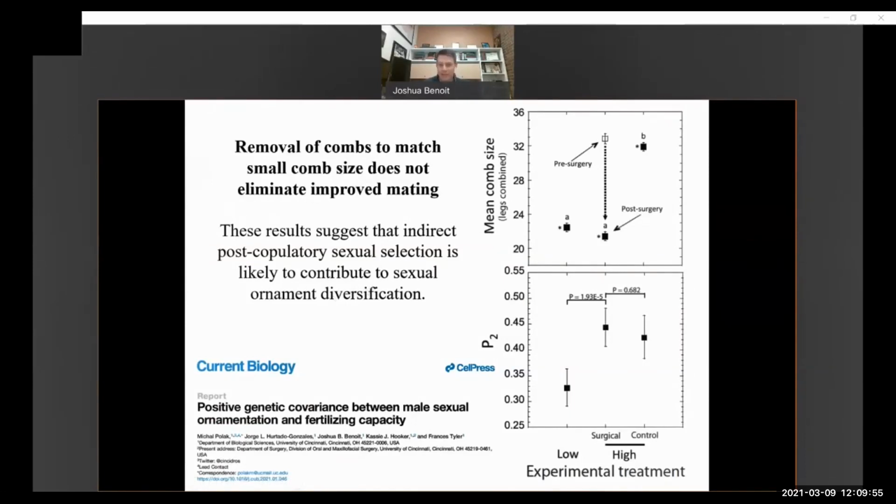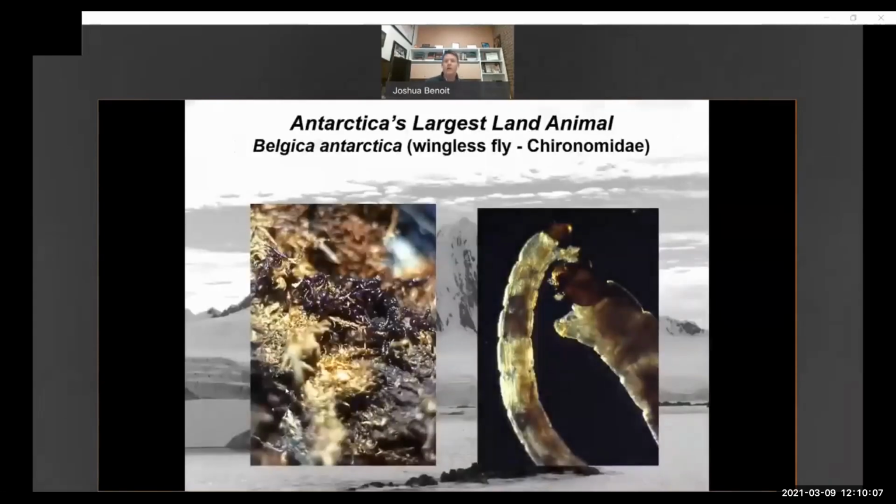So there are potential mechanisms for these linkages, and they're all discussed within this Current Biology paper that was just published about a month ago. So if you want any more details on these studies, feel free to review the paper or send me an email. So the next study I want to talk about is some of our recent work on midge reproduction.